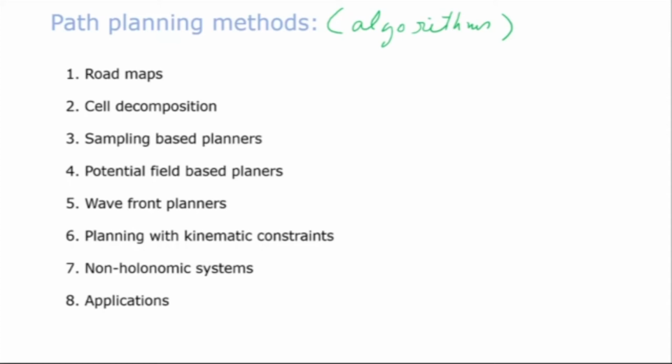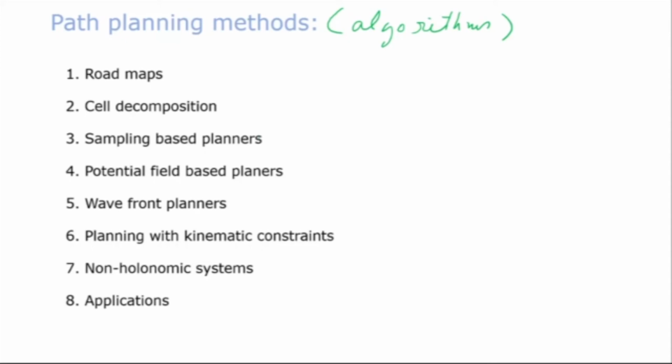So there are various methods of finding paths, depending on situations, and we will look at each one of them one by one. The first one is what we call roadmap methods. The roadmap method, as the name suggests, is something like finding a road in a map. Like today we have Google Maps. How do you find a road to go from one point to another point? Then cell decomposition, where you decompose the work cell into different cells and then find the paths.